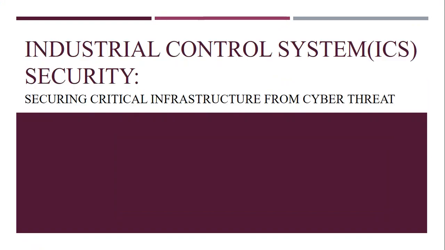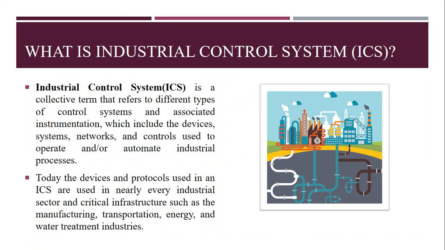Today my topic of presentation is Industrial Control System Security. Industrial control systems first of all deal with the instruments, different devices, systems or networks which are used to control or operate or automate our industrial processes.